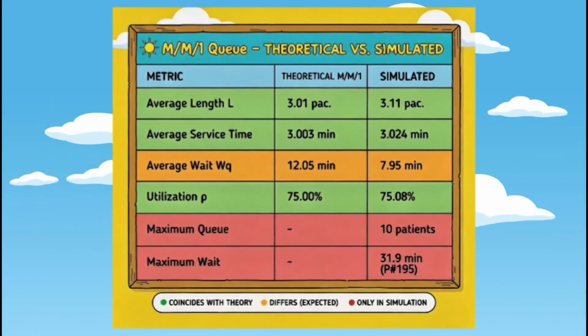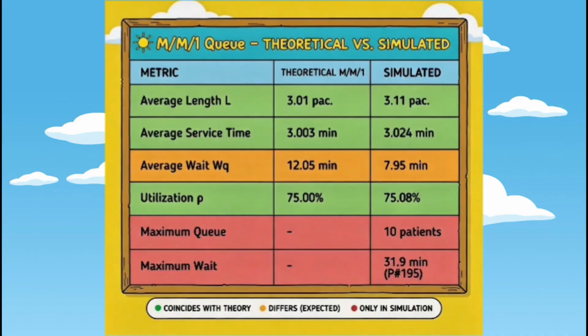The average system length, 3.11 patients, and service time, 3.02 minutes, match almost perfectly with theory. The simulated average wait was 7.95 minutes, below the theoretical 12.05, expected with only 200 patients. What the equation cannot give us, the simulation can. Patient 195 waited 32 minutes. There were 45 moments of silence. That is what the exponential distribution produces when it becomes simulated reality.